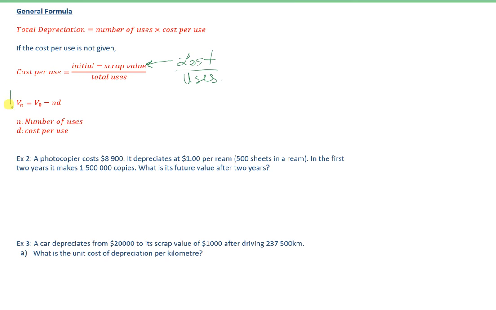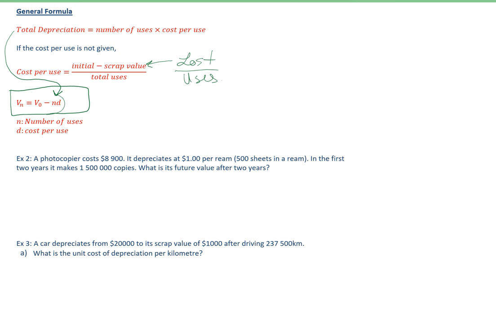So getting into what our actual formula looks like, again, this should look fairly familiar. The current value is whatever we started with minus the depreciation. Essentially it's taking that initial concept and putting it in there. N is the number of uses, D now is the cost per use. With these formulas it is important to remember what each of the symbols stands for. So this minus ND here, that's telling us how much total we're losing. That's going to be the number of uses times the cost per use.